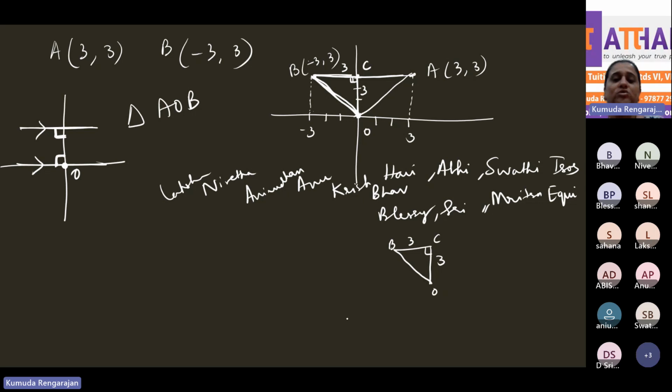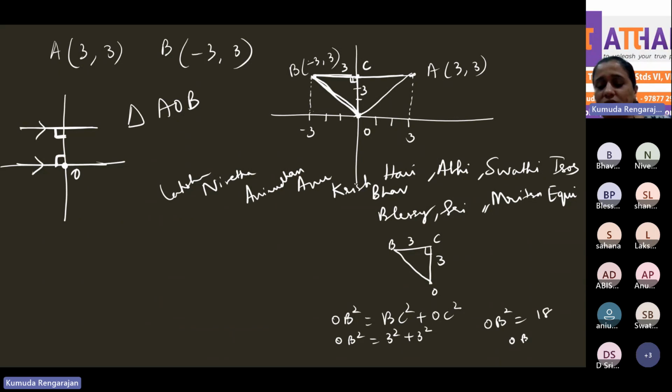Now let's find OB using Pythagoras theorem. OB square will be equal to BC square plus OC square. So OB square is equal to 3 square plus 3 square, which is 9 plus 9, 18. So OB will be equal to the square root of 18, which is 3 root 2. So we see that OB is not 3. OB is 3 root 2 units.